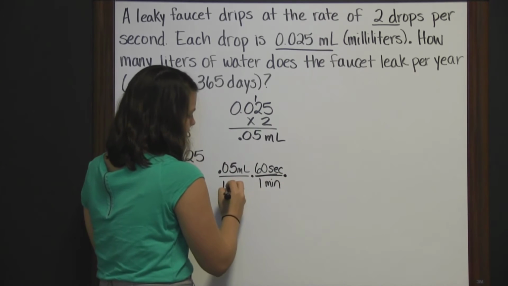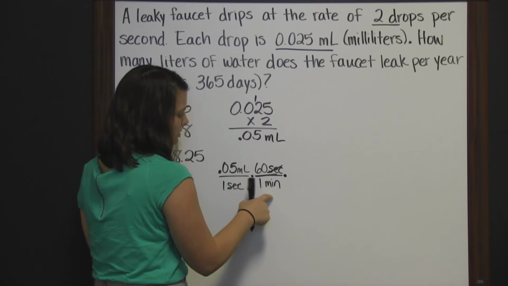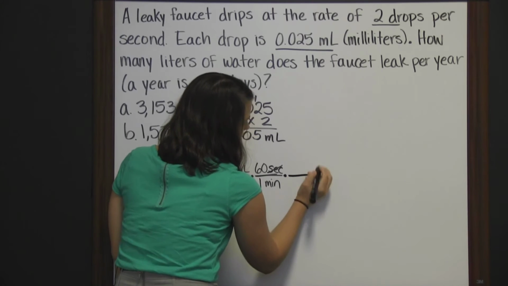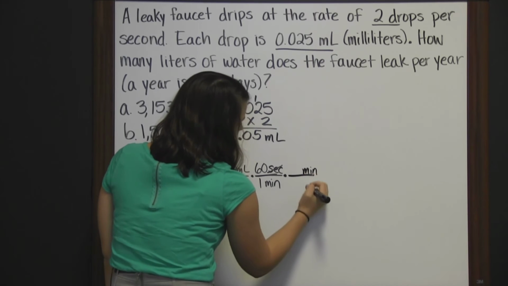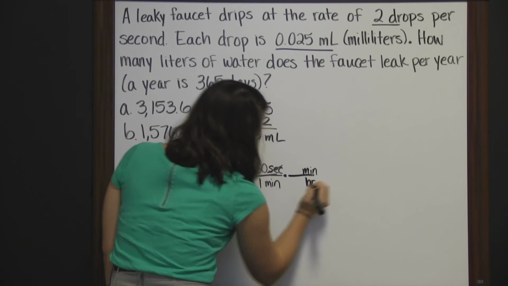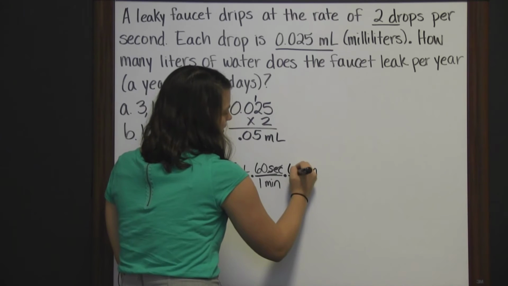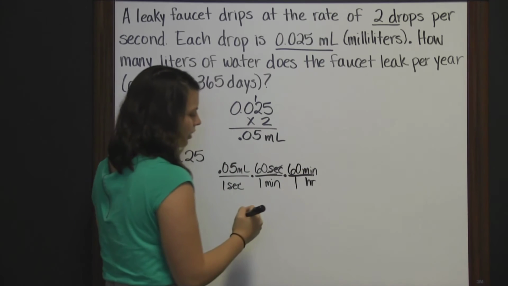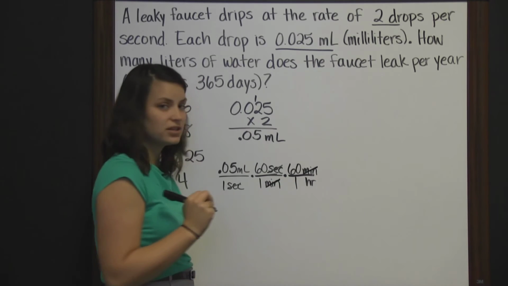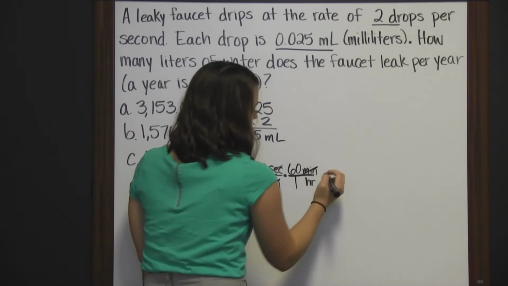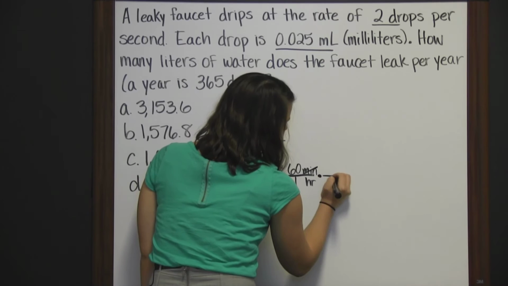So I've converted now from seconds to minutes. So now I need to do the same thing with minutes. So minutes in my numerator. And I'm going to convert minutes into hours. And I know that 60 minutes makes 1 hour. So now see, my minutes again are in those diagonal positions, so I can cross cancel them. I need to continue on converting.